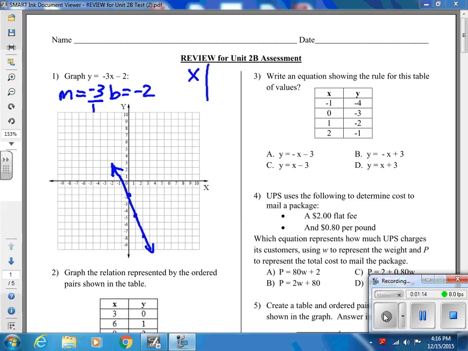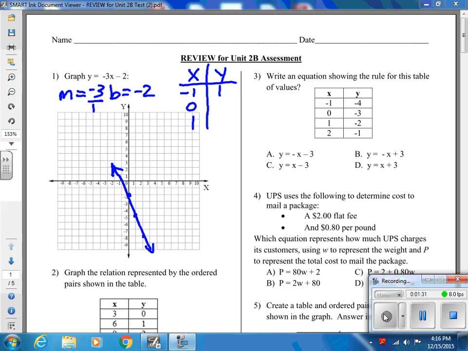Now, if the m and the b is something you don't understand or aren't very comfortable with, then you can create your own table to help get you values that will be on the graph as well. And if you're going to choose table values, you would want to choose the 3 easiest ones, which would be negative 1, 0, and positive 1. And if I plug negative 1 in, negative 3 times negative 1 is positive 3. 3 minus 2 is positive 1.